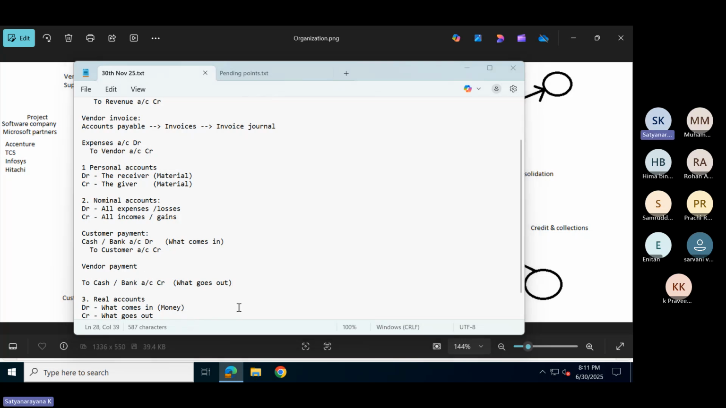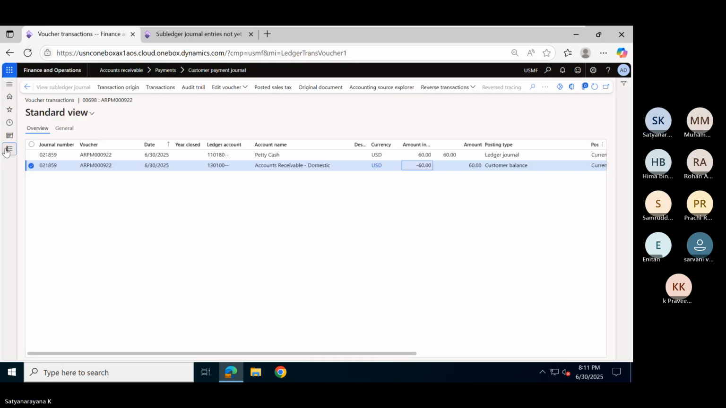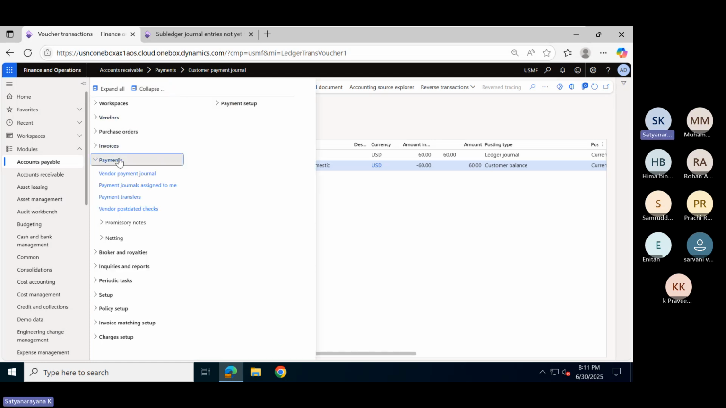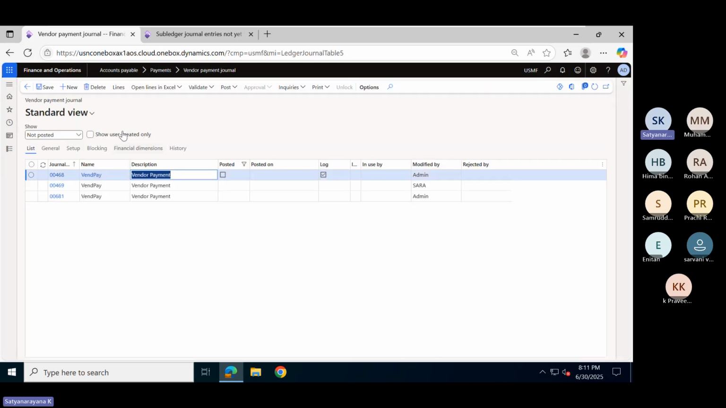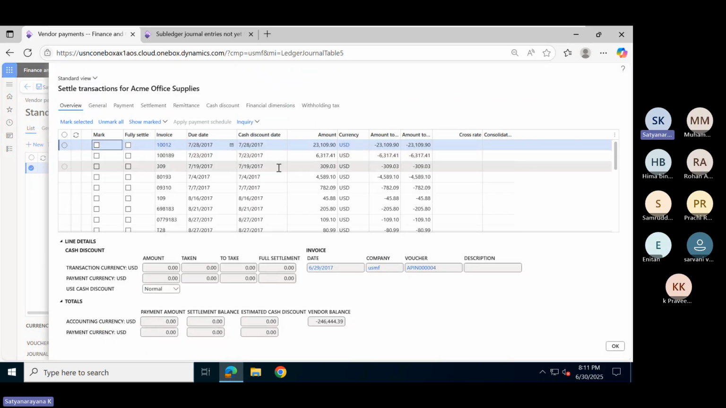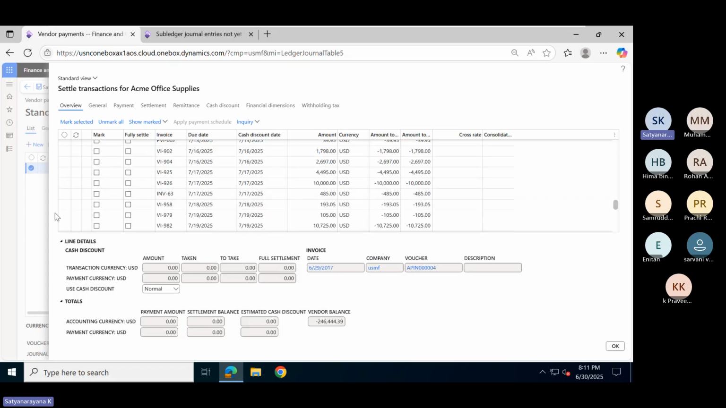So let me do this vendor payment. Accounts payable, collapse all, payments, vendor payment journal. Click on new, select the journal name, go to lines, select the vendor. Now, if you click on settle transactions, some invoices already generated. You can select that invoice, any invoice. I'm selecting one invoice. Click OK.